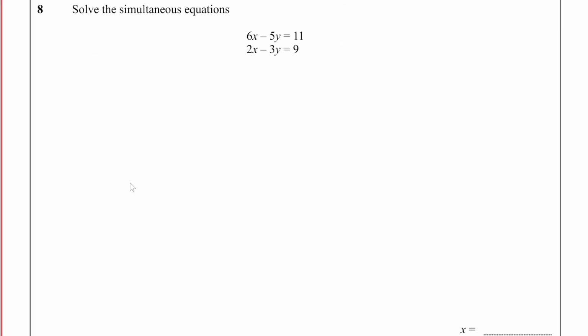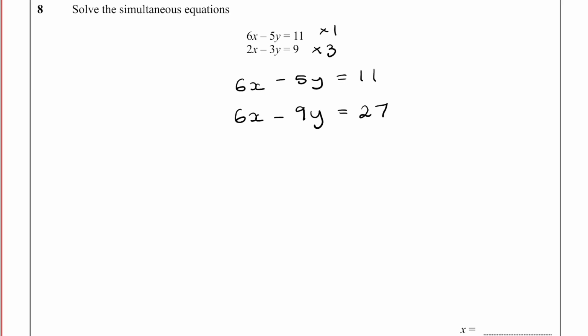Question 8, solve the simultaneous equations. To solve these, we're going to use elimination, and we're going to need to make the x's the same or the y's the same. I'm going to make the x's the same by timesing the bottom one by 3, and I'm going to leave the top one as it is. So we've got 6x minus 5y equals 11. That's unchanged. The bottom one times 3 will be 6x minus 9y equals 27. So now we have the x is the same.